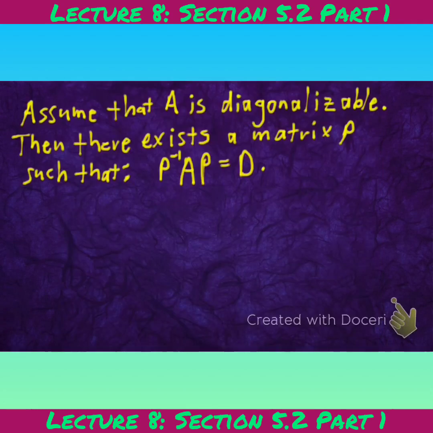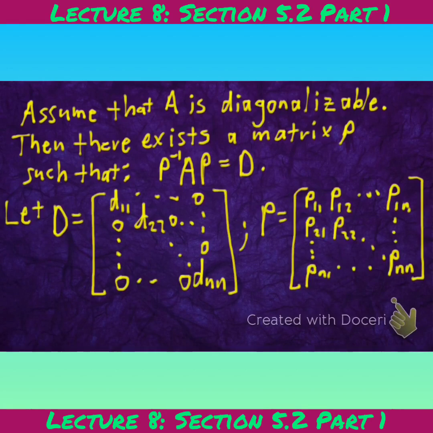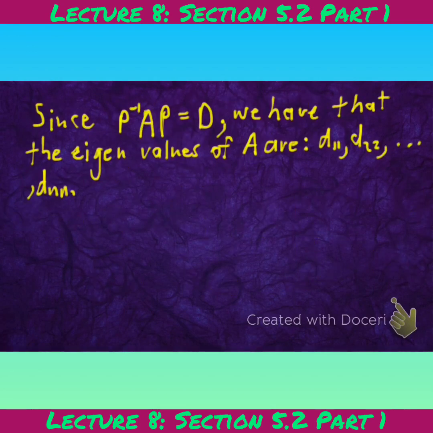Right, so we first assume that A is diagonalizable. Then we know there exists an invertible matrix P such that P inverse AP is equal to D, where D is a diagonal matrix. Just for argument's sake, let D be that diagonal matrix there, and let P be that invertible matrix. Now since this is true, we have that the eigenvalues of A are these values here.